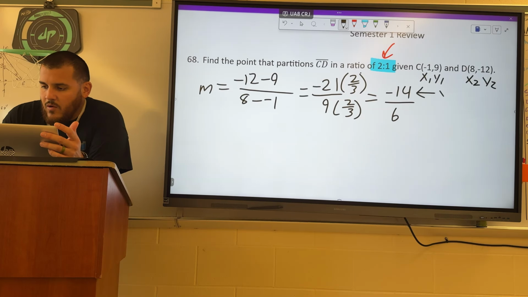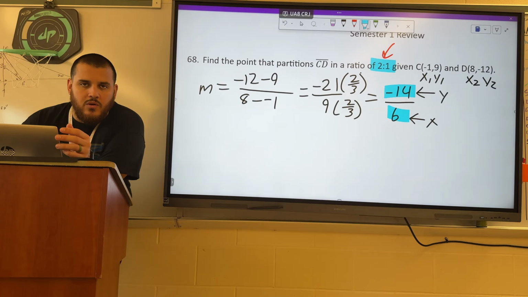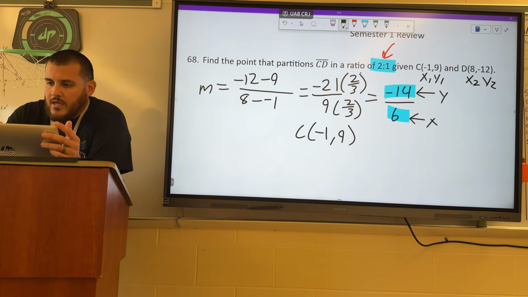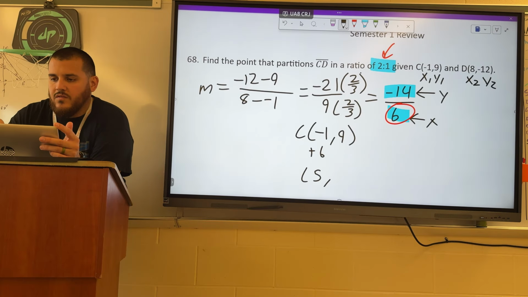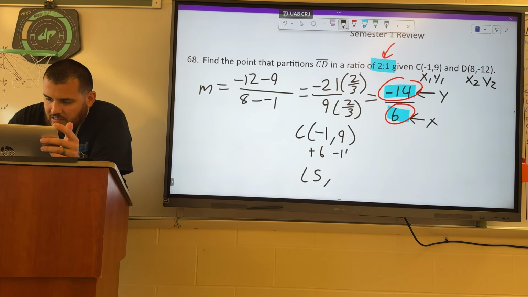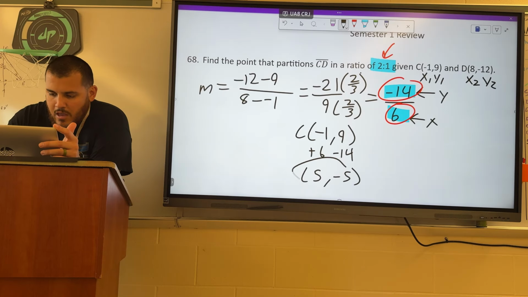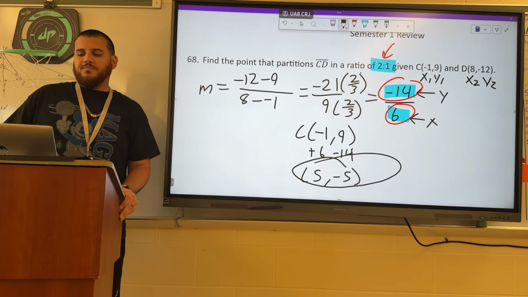Again, this came from my y's, this came from my x's. These represent how far away our point is from our starting location, which was C at negative 1, positive 9. Again, 6 away from my x's, so I'm adding that to the x here. Negative 1 plus 6 gives me positive 5. Negative 14 away from my y's, so I'm subtracting 14 from my y here. 9 minus 14 gives me negative 5. My partitioning point is at positive 5, negative 5.